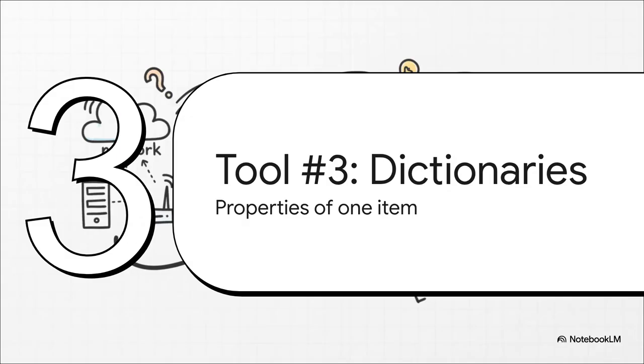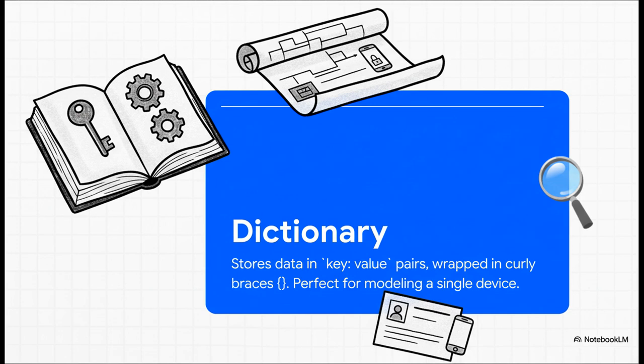Okay, so a list is perfect for a whole bunch of similar items. But what about describing one single complex thing? Like a router with its hostname, its IP address, its BGP/AS number, all of its different properties. For that, we need our most powerful tool yet, the dictionary. A dictionary is all about storing related pieces of information together. Instead of just a sequence of items, we have pairs of labels and values. We have a key, like hostname, and its value, which is core router 01.